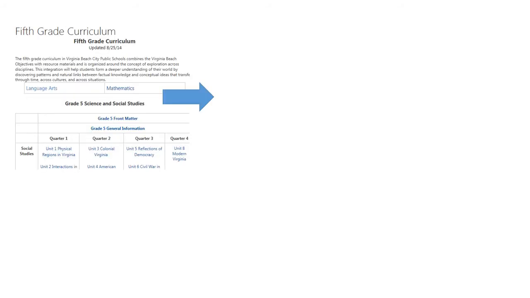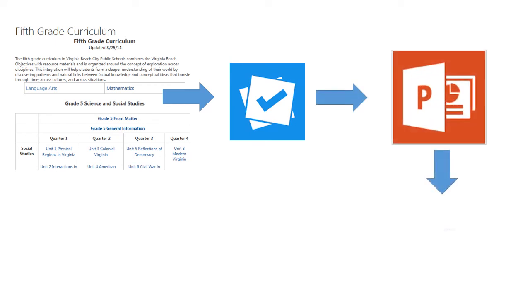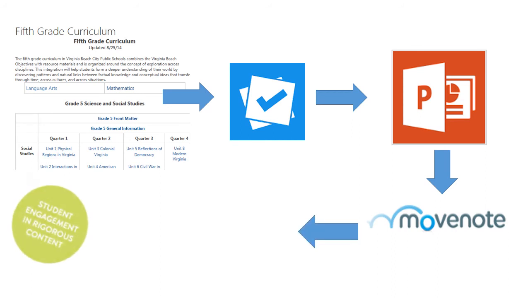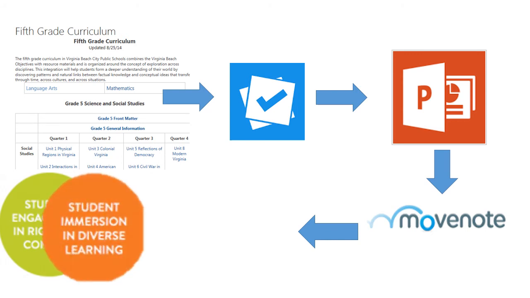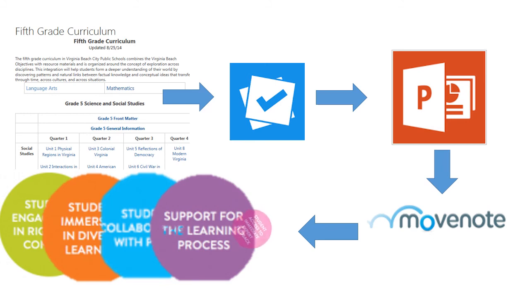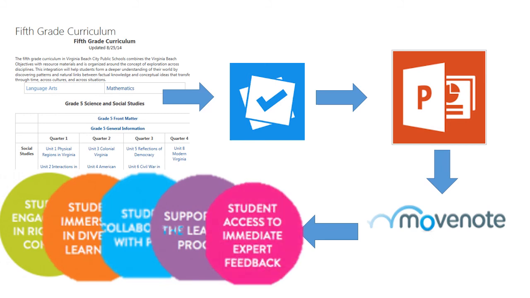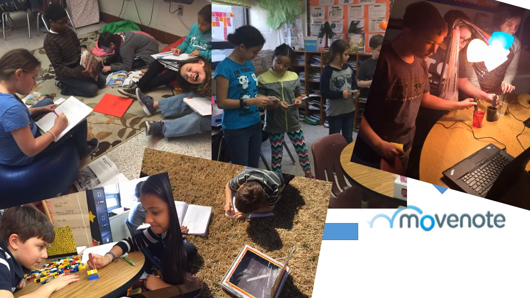In the PLP, we'll be taking the VDOE curriculum framework with our Virginia Beach curriculum, creating pre- and post-assessments in Plickers, inputting the essential knowledge in a PowerPoint, and using MoveNote to create a flipped video lesson that you can take back to your classroom to have an engaging and rigorous lesson, which will immerse the students in a diverse learning, provide them opportunities to collaborate with their peers, support their learning process, and allow you to take the role as the facilitator to give your students immediate feedback during the classroom day, for an end result of your students taking ownership of their learning and having an experience that they'll never forget.